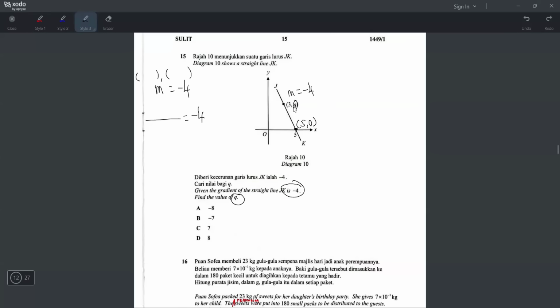But I don't have the q, but it's okay. I have the gradient answer. So I will just do y minus y, q minus 0, which is q, and then over 3 minus 5, which is negative 2, equals negative 4. So your q will be negative 4 times negative 2, which is 8. So the answer is 8. Yes, that's all.